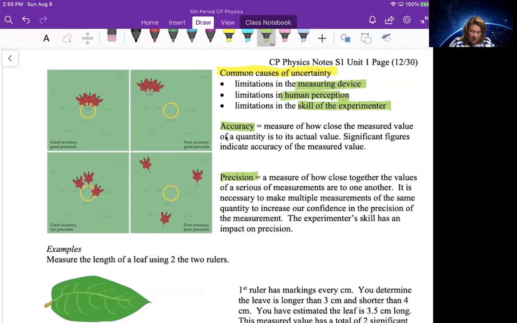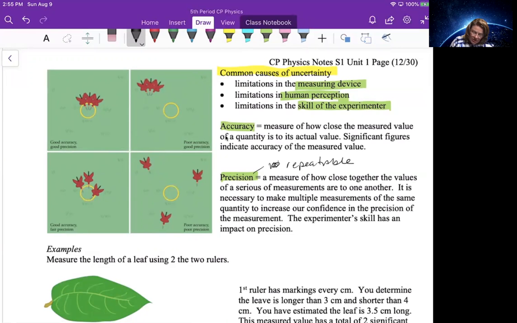But notice also that the three darts in the top left are essentially right on top of one another. So we have not only accurate results, but very precise results. And what I mean by precise is the results are repeatable. So another way to think of precise is repeatable.